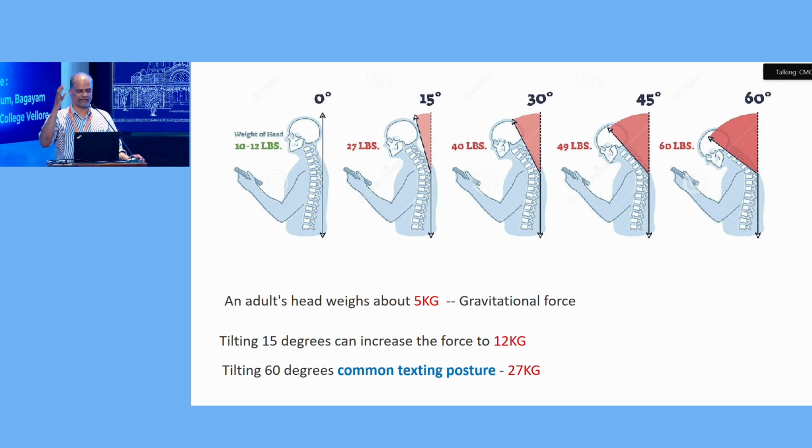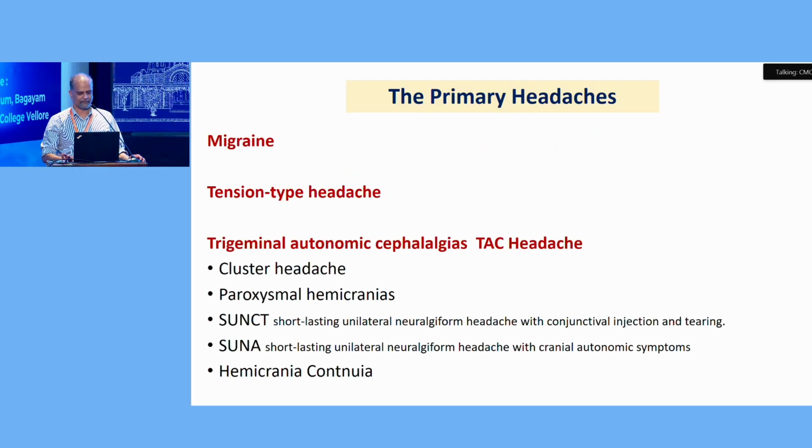What you should know is an adult head weighs around 5 kilos and this is directly acting on your spine. As you tilt your head, this weight is multiplying. With a 15-degree head tilt, the 5 kilo is becoming 12 kilo, and if you tilt 25 degrees, which is classically when you're texting, it is becoming 5 times the weight on your spine. So this is something very common nowadays, which is a trigger for tension type headache.